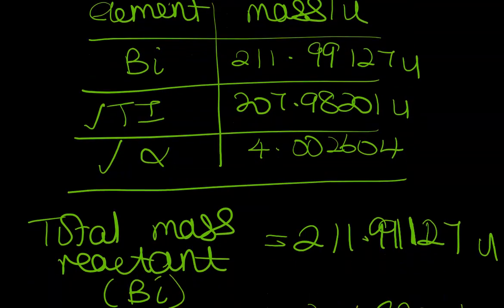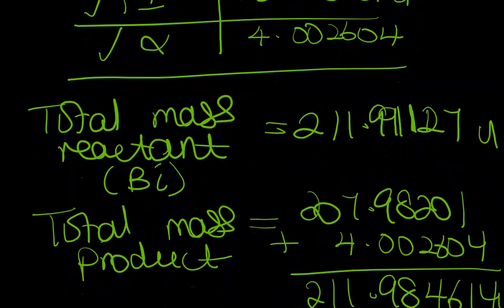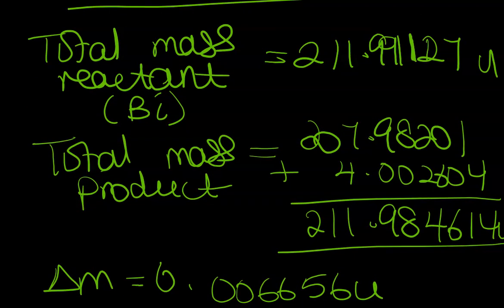All right, so let's move on. Then you compare the total mass of the bismuth to the other two masses of the products. You will get a value in terms of u. Now I know these are really long numbers, but try not to approximate, because the change in mass is sometimes very, very small. If you approximate, you will not get an accurate answer.